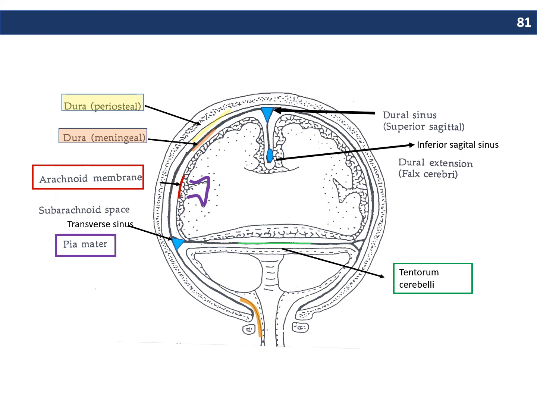Notice that the arachnoid membrane does not go into the sulci. However, the pia, which is shown in purple, does go into the sulci and stays tightly opposed to the brain.